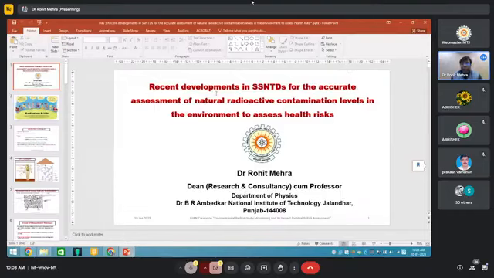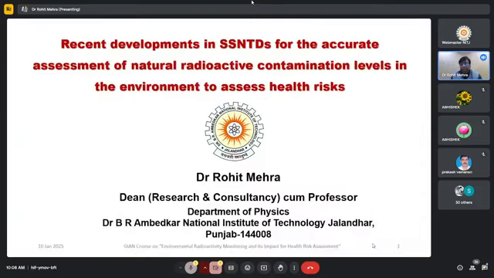Means these detectors which have been developed by the Indian counterparts, when we were using some foreign detectors, they were very costly also. So the cost has been reduced to a very low value, and the second thing, efficiency, is very good enough. So I will be discussing some recent developments.